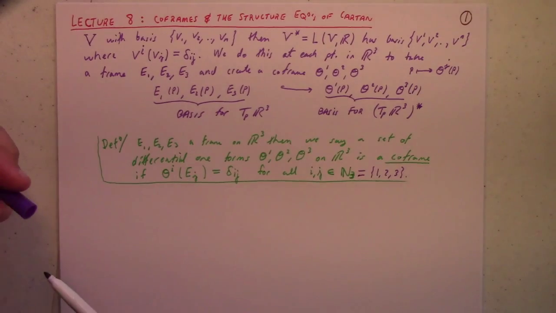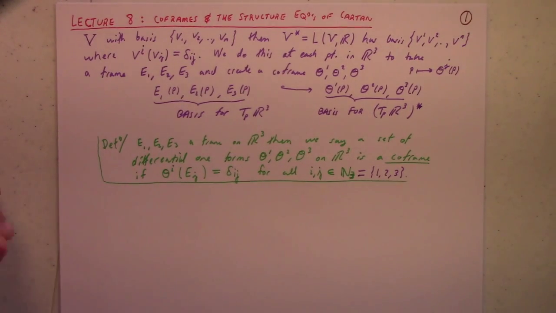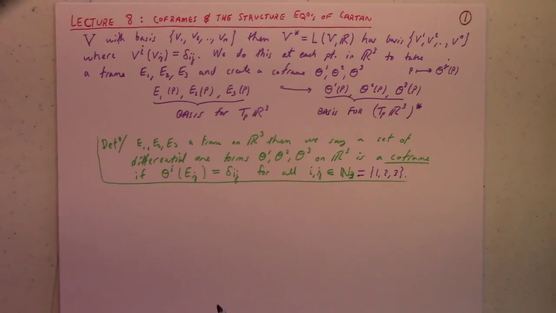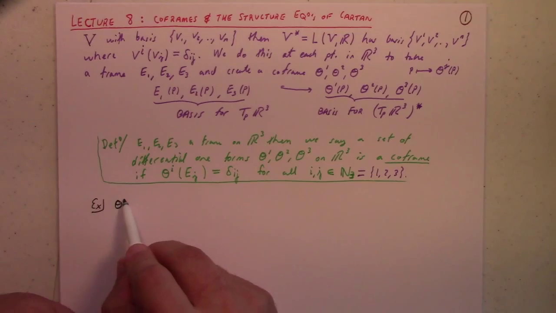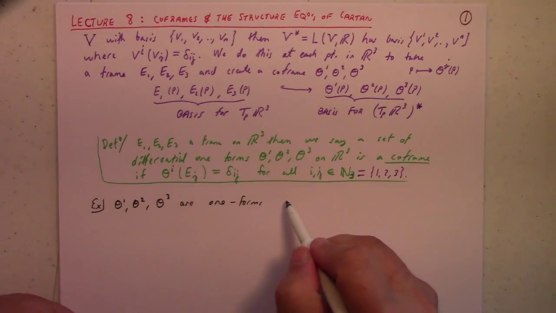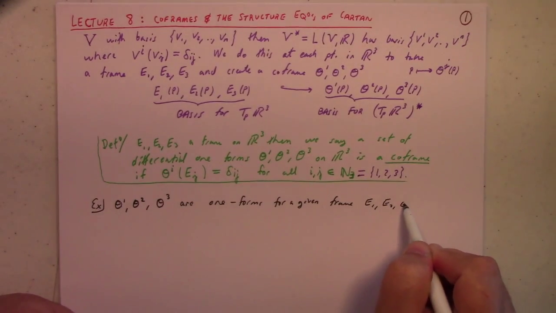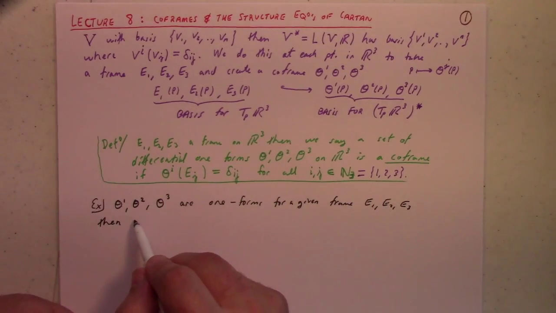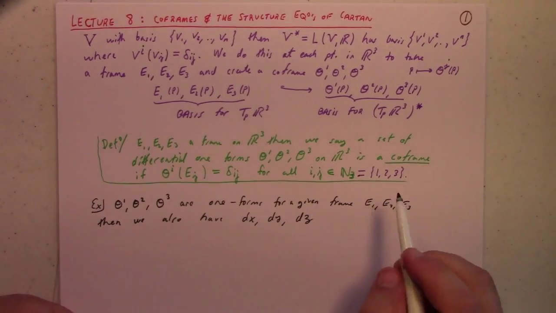So, of course, you want to know how to use this. A coframe is going to give you a natural way to express things that are differential one forms, or if we took wedge products, even differential p-forms. For example, if theta 1, theta 2, theta 3 are one forms for a given frame E1, E2, E3, then we also have dx, dy, dz as one forms.